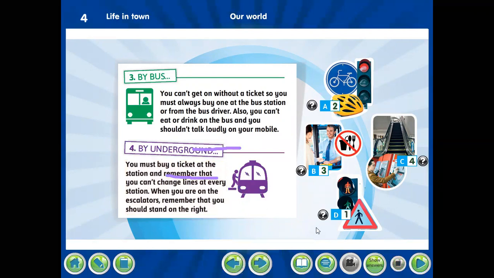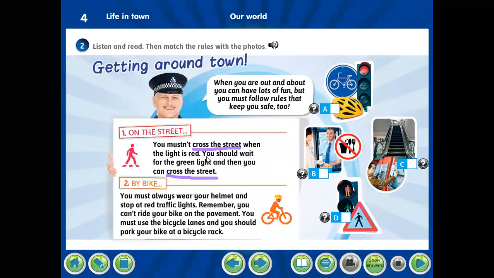Okay. Listen one more time, please. Identify the vocabulary, okay? For example, cross the street. It's in our vocabulary. Listen one more time the article. Identify the vocabulary. And if you finish the vocabulary, match with the picture. Okay? Listen, please. Two, listen and read. Then match the rules with the photos.